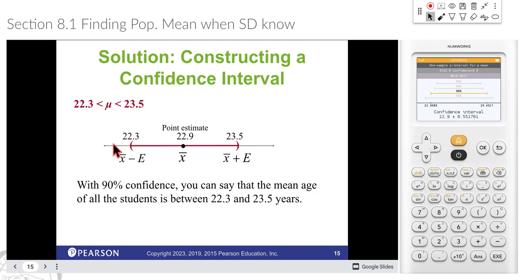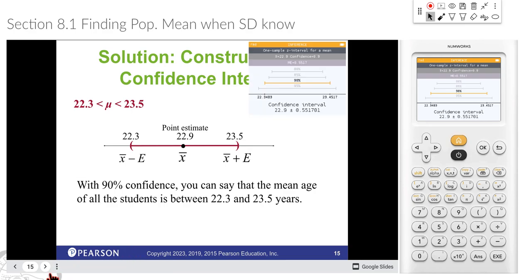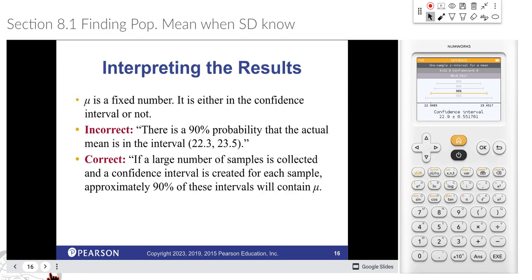Okay, and notice a lot of times they want us to set it up. This calculator's already given us that interval, a picture of it on a number line with the plus or minus. Okay, so we've got that built in. So as we work, in the homework you'll be doing several examples of these.